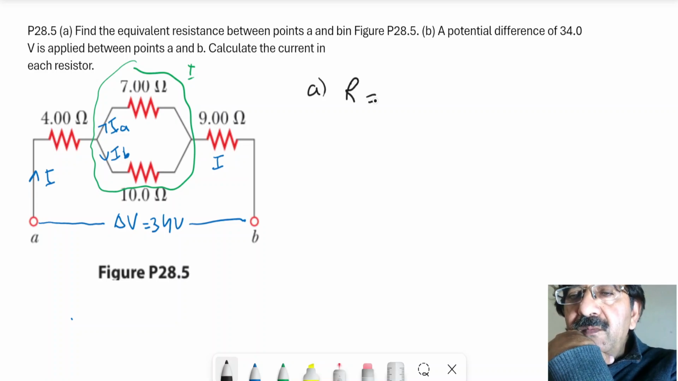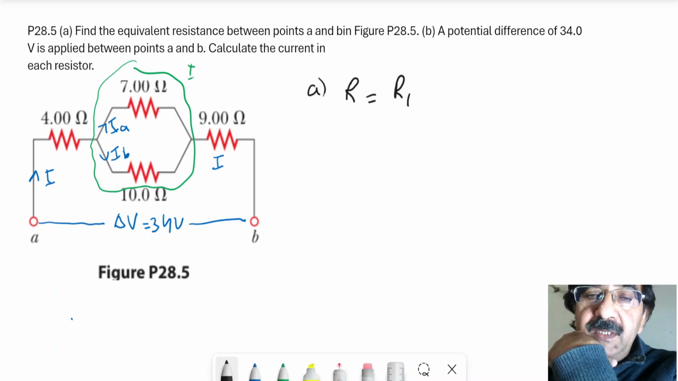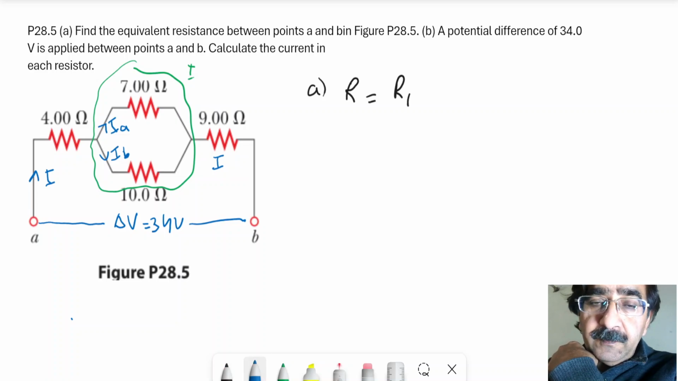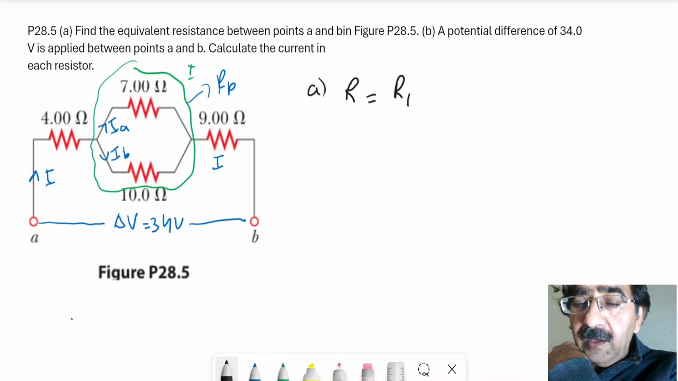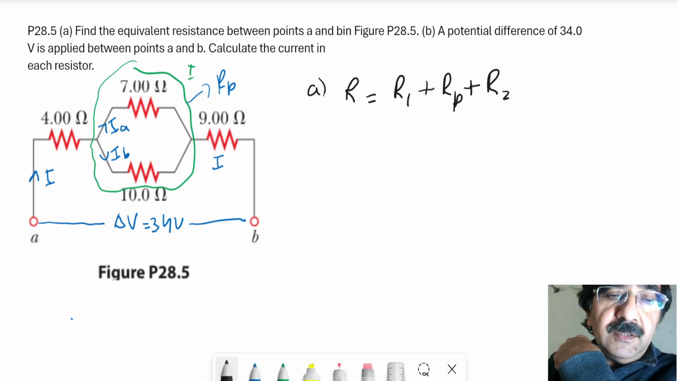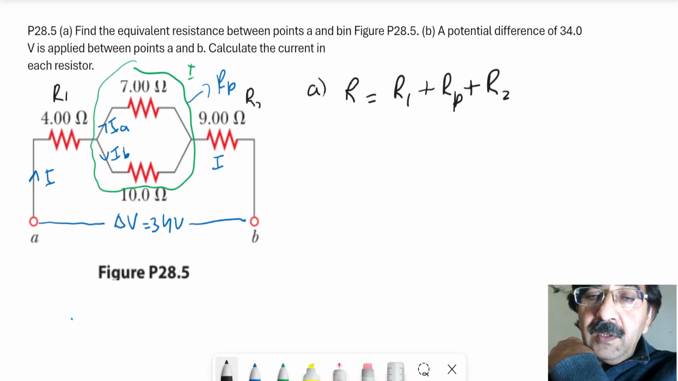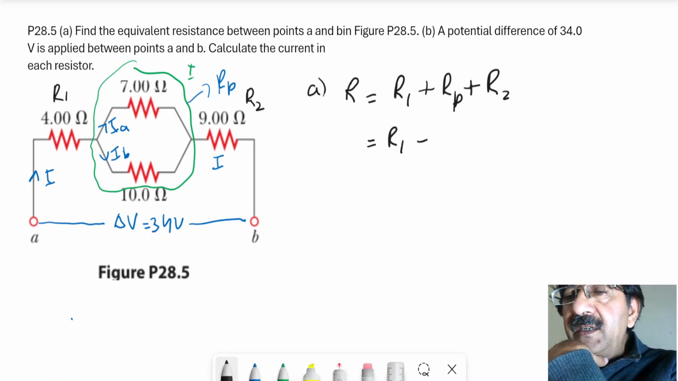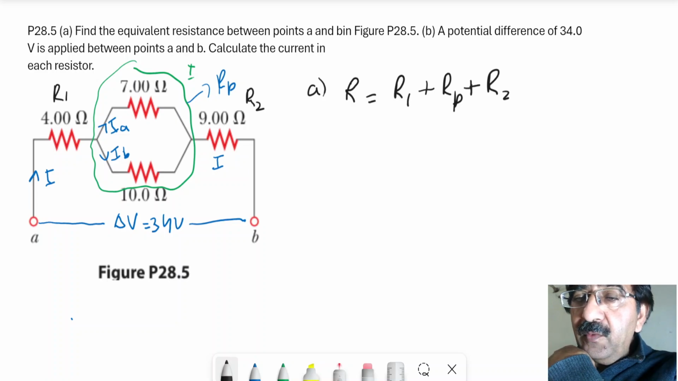As we know, the total resistance will be the sum of R1 and this one. If I represent the parallel combination by RP, then this will become R1 plus RP plus R2, where RP means parallel resistance. So this is R1, this is R2, and the center is RP, the parallel resistance.